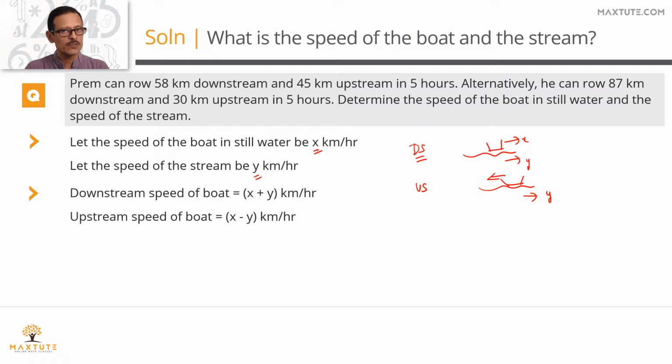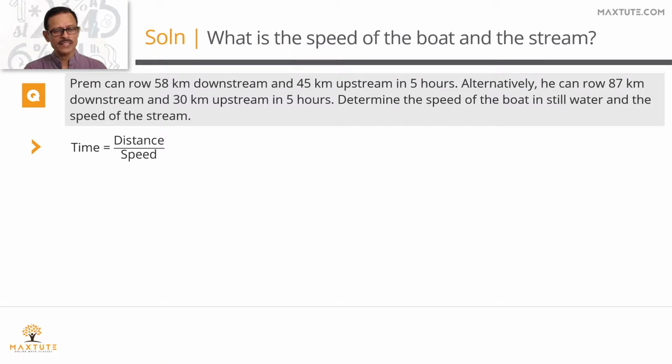So always downstream speed is x plus y, x the speed of the boat in still water, y the speed of the stream, and upstream speed is x minus y. Let's use these two pieces of information along with what is given in the statement, how many kilometers he is rowing and what time he is taking, to frame two equations. Let's get started. We know that time is equal to distance by speed. In the first instance, how many kilometers? He's rowing 58 kilometers downstream and 45 kilometers upstream. That's the first case. And it takes 5 hours to accomplish this.